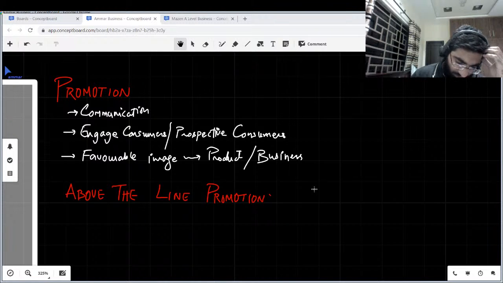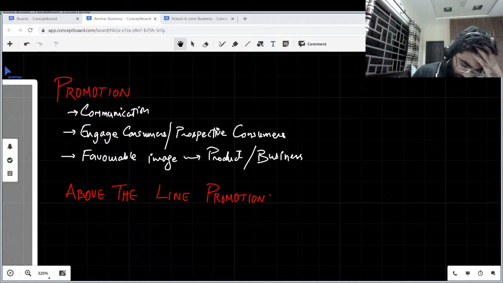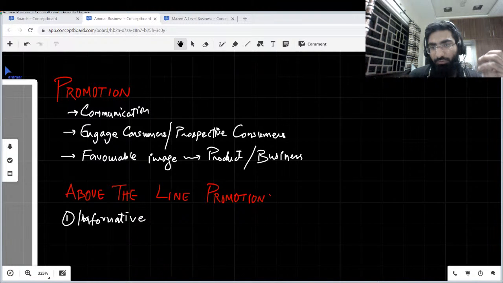Then within above the line promotion, ads are of how many types? Let's say three types. The first one is informative. In informative, you're just telling about features of your product, or communicating some information about the business to the customer base.